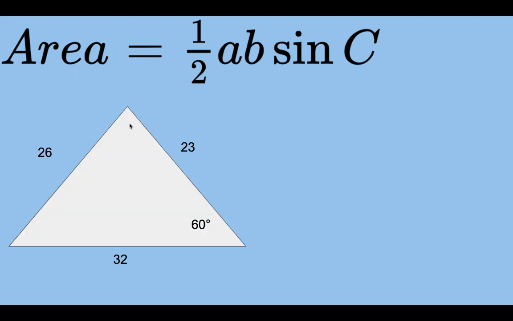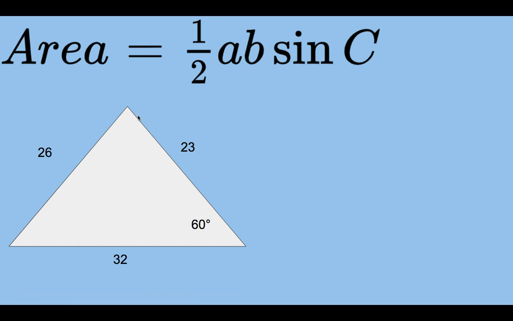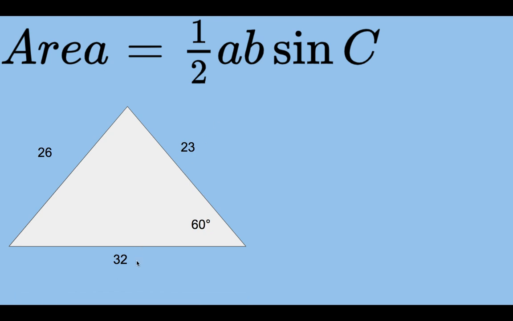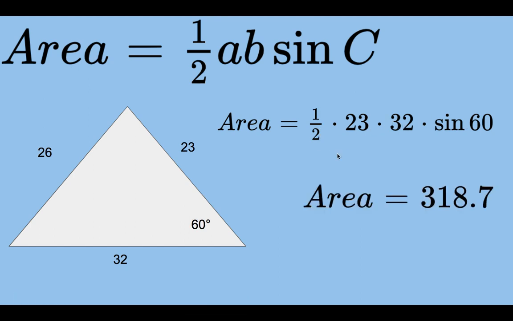So if we were to look at the area of this triangle, we can use this angle here. We know this is 23 and this is 32. We don't want to use this 26. It's going to be a half of 23 times 32 times sine 60. Does it matter which order we do the 32 and the 23 in? No, doesn't matter. So here, the area is just going to be a half of 23 times 32 times sine 60. So the area equals, and we can just put that straight into our calculator, 318.7. So that's how that formula works.